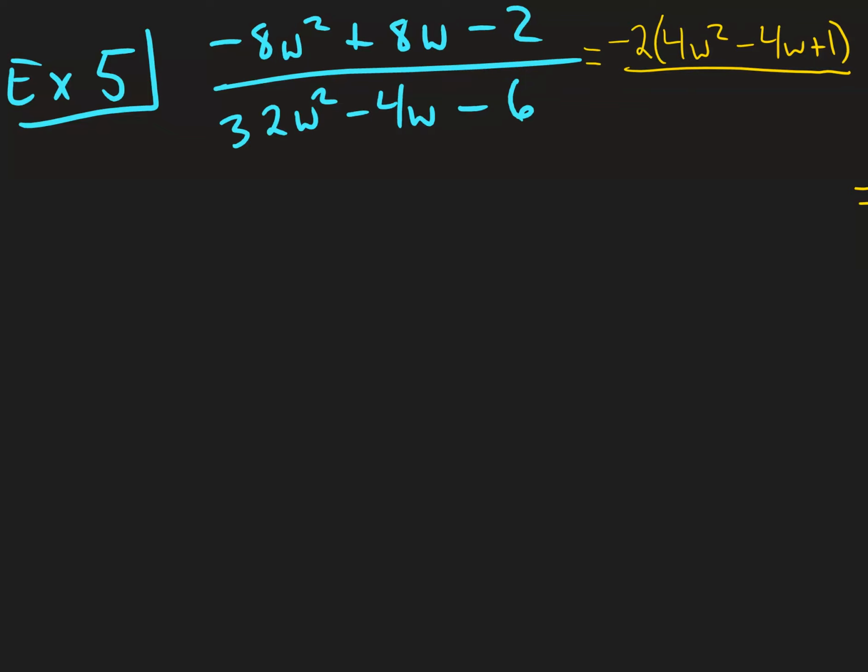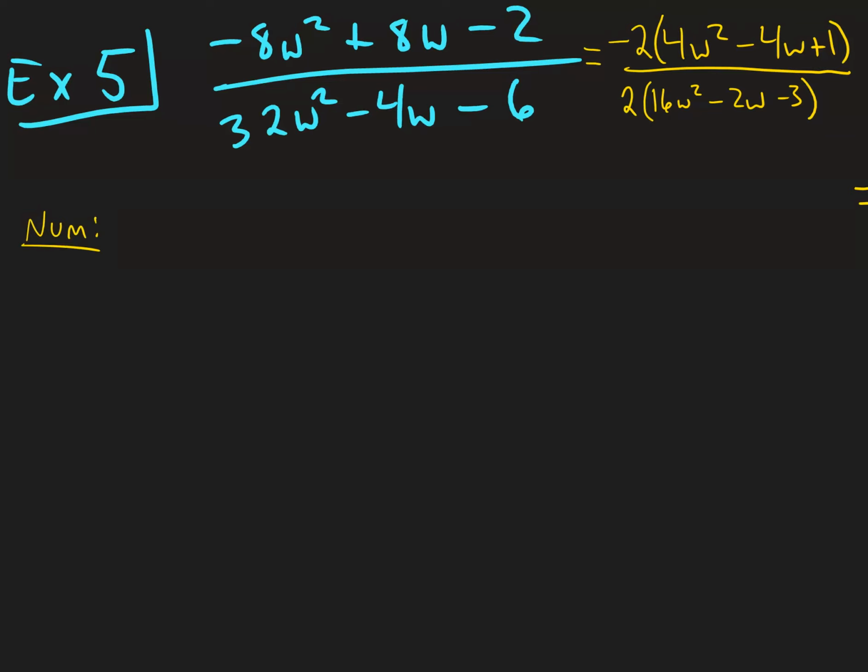In my denominator, I can factor out a positive 2 from all three, which will leave us with 16w squared minus 2w minus 3. So now we have to factor both the numerator and the denominator a little bit further, which is a little bit more challenging, like I said. So let's start with the numerator.